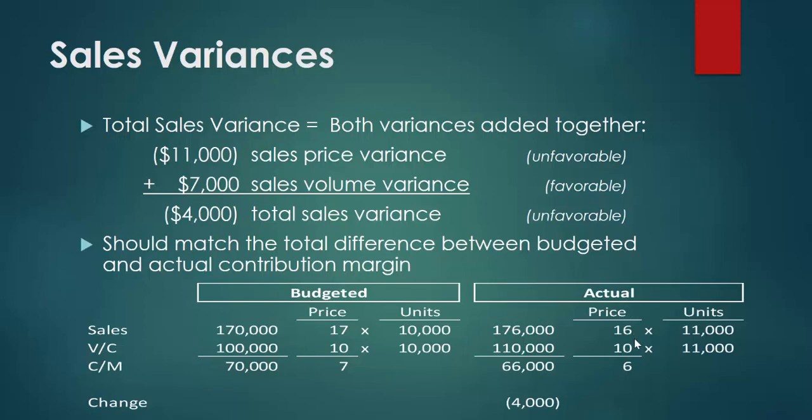Then we look over here at actual. We know our actual selling price was 16. As far as we know, there was no change in the variable cost, so it was still 10. But we do know that we sold 11,000 units instead of 10,000. So our contribution margin of 6 times the number of units we actually sold of 11 gave us a contribution margin of $66,000. When we take the actual and subtract out the budgeted, we have a net difference of $4,000, and that matches the $4,000 that we saw up here when we added our two variances together.